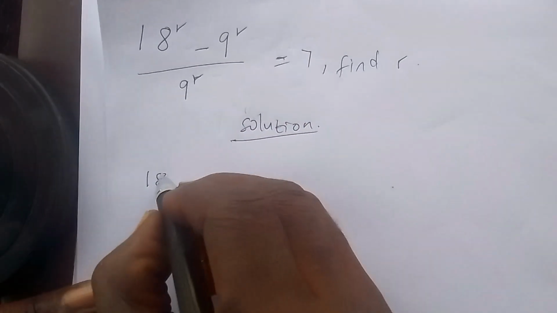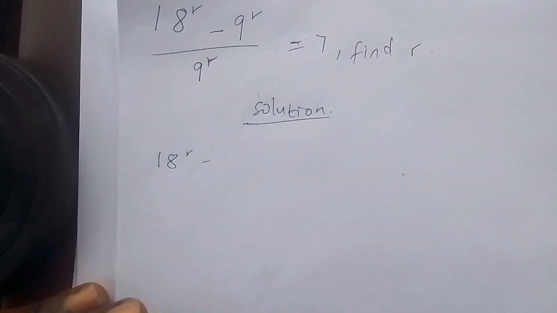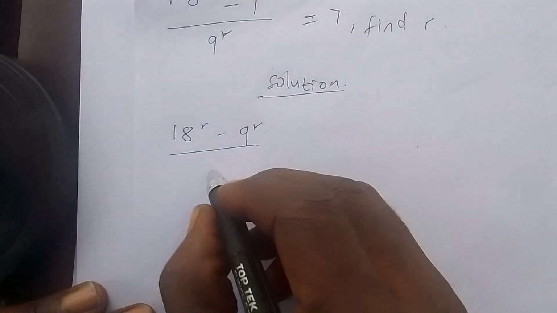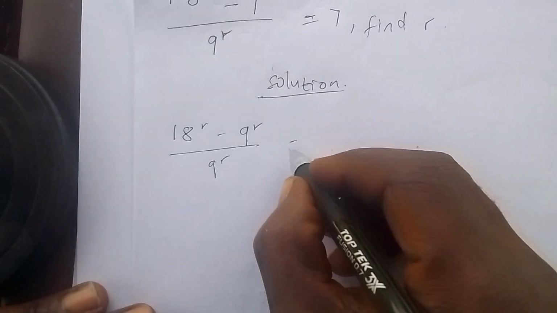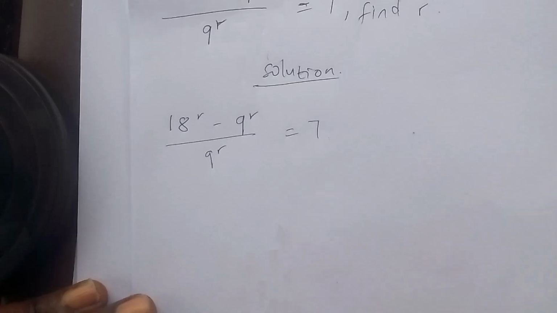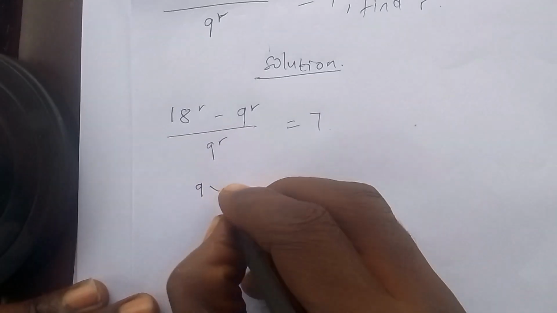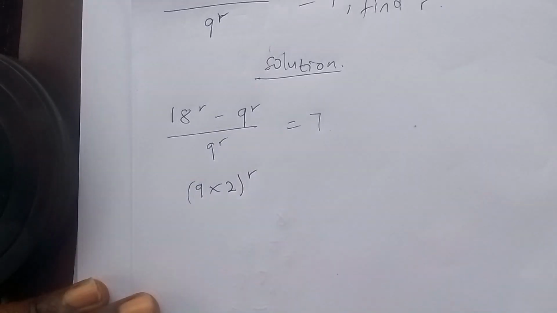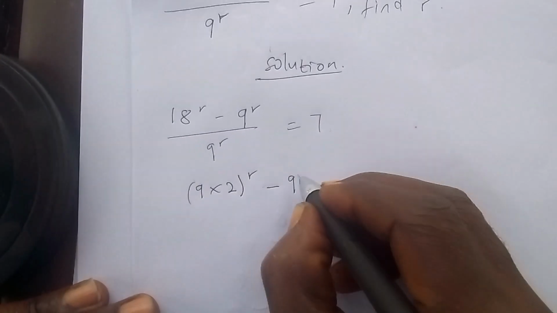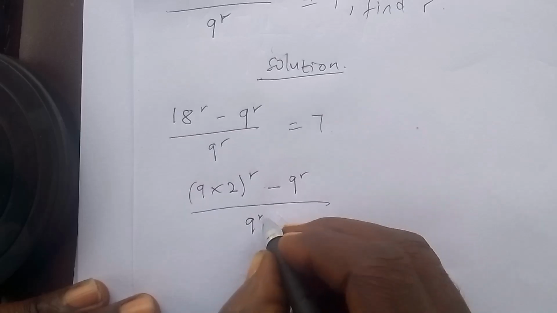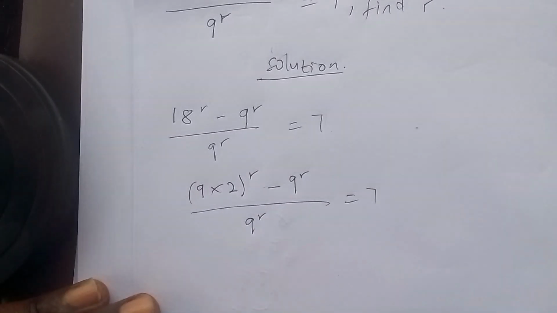So given 18^r minus 9^r all over 9 to the power r equals 7. 18 can be expressed as 9 times 2. We bring our power r here. Minus 9^r all over 9 to the power r equals 7.